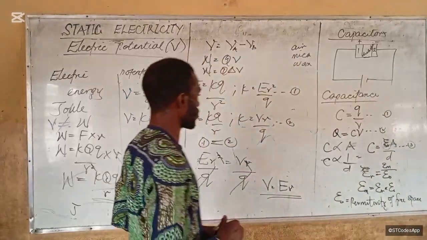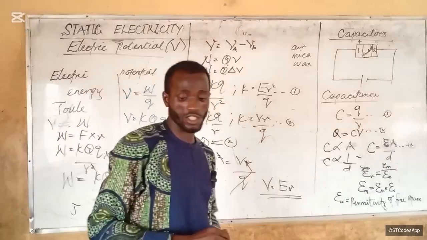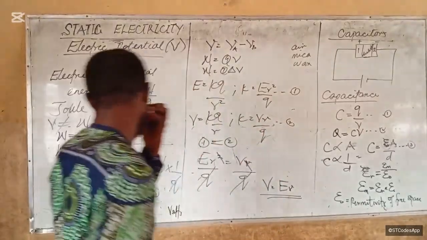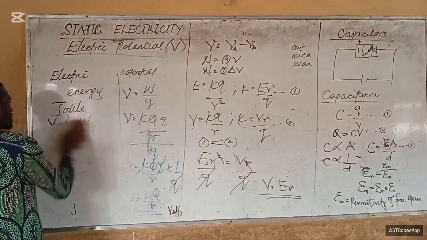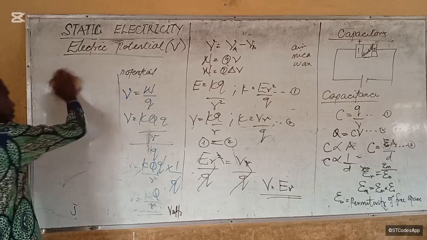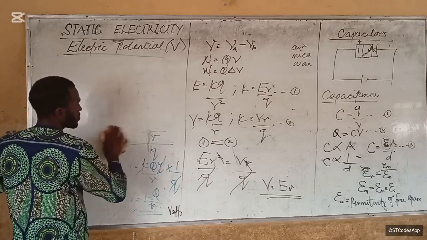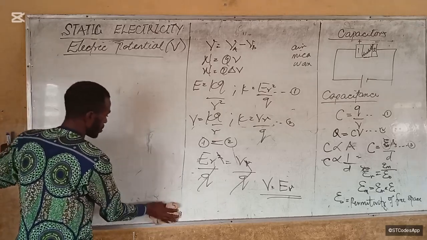So the last thing that I want to talk about is energy stored in a capacitor. Now, what is the energy stored in the capacitor? The energy stored in the capacitor is given by the following formula.